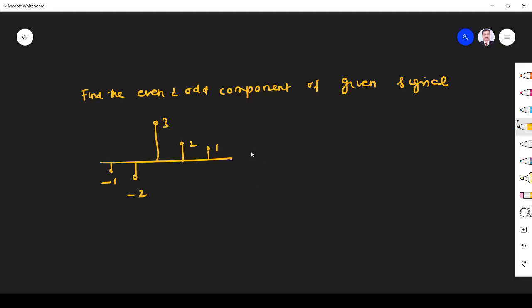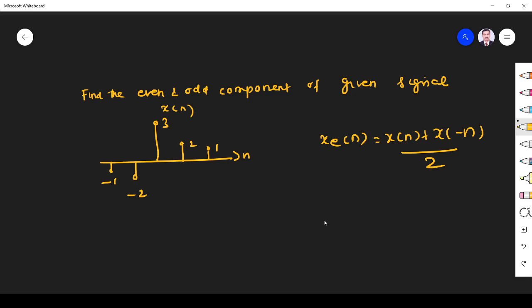Here we solve the problem from even and odd component. Find the even and odd component of the given signal. So this is x of n they give. What I want is the even component of the signal. So x e of n is x of n plus x of minus n divided by 2.